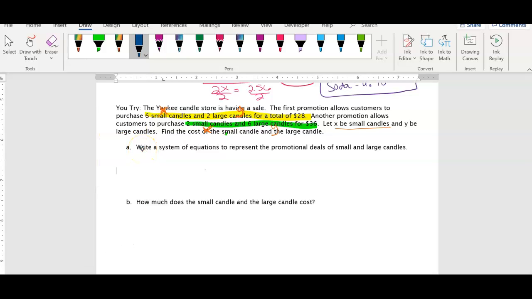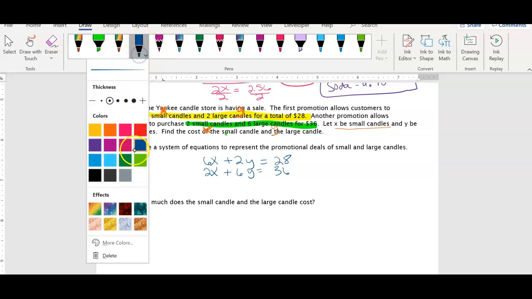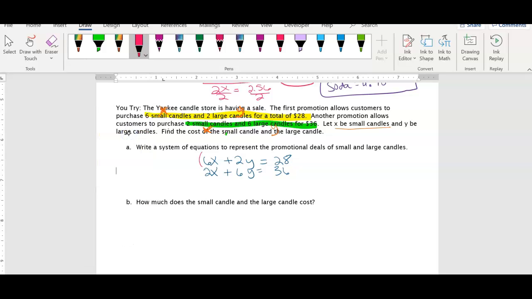So I have 6x, 6 small candles, plus 2 large candles, y, equals a grand total of 28. And then my bottom equation is going to be 2 small candles, 2x, plus 6 large, that's your y value, equals 36. So now we have a system of equations that we can solve. I'm going to multiply each equation so we can get our x values to be the same number, opposite signs. So I'm going to put the 2 up top and the 6 on the bottom.